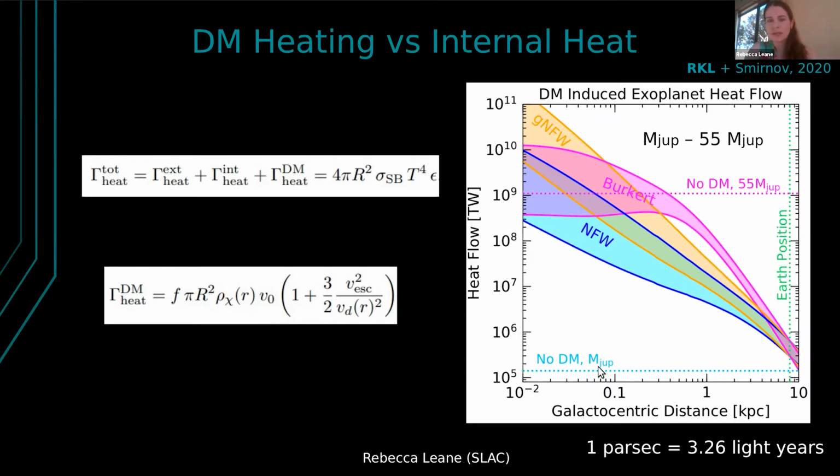As you move towards the center of the galaxy, you can see that for these different curves, the shaded regions are the amount of dark matter heating. On the y-axis, we have heat flow, so just the amount of heat. These different shaded regions correspond to a range of planet masses. If you sit on, for example, the bottom line of this NFW, which is one of the density profiles, this corresponds to 1 Jupiter mass. If you're at the top line, this is 55 Jupiter masses. So depending on what mass you choose, you get some heating that sits somewhere in this shaded region for this profile.